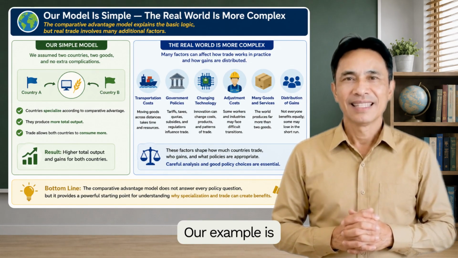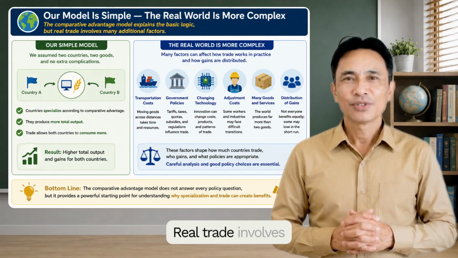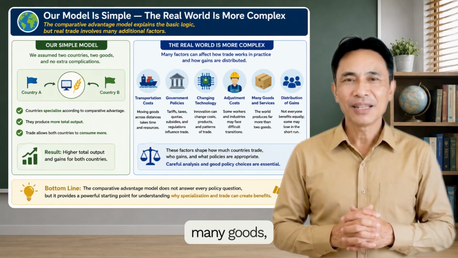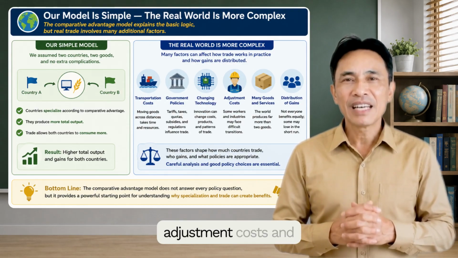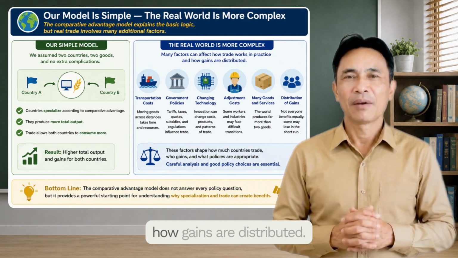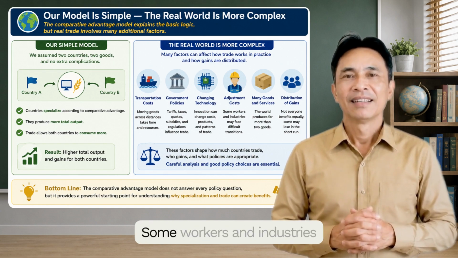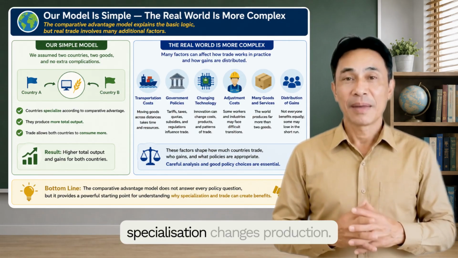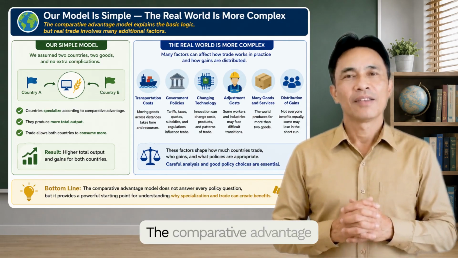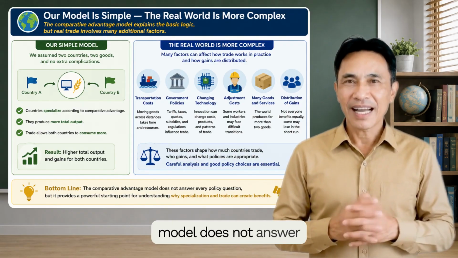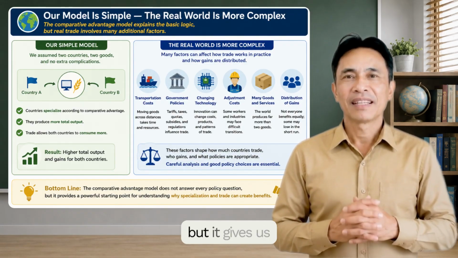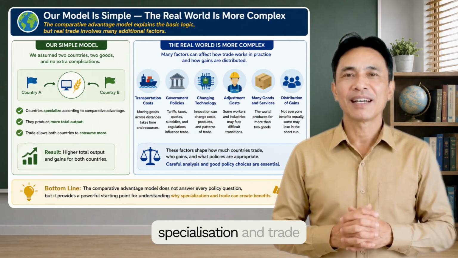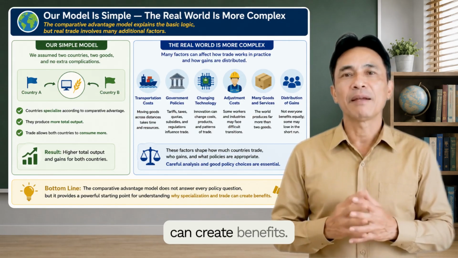Our example is deliberately simple. Real trade involves transportation costs, changing technology, many goods, government policies, adjustment costs, and concerns about how gains are distributed. Some workers and industries may face difficult transitions when specialization changes production. The comparative advantage model does not answer every policy question, but it gives us a powerful starting point for understanding why specialization and trade can create benefits.